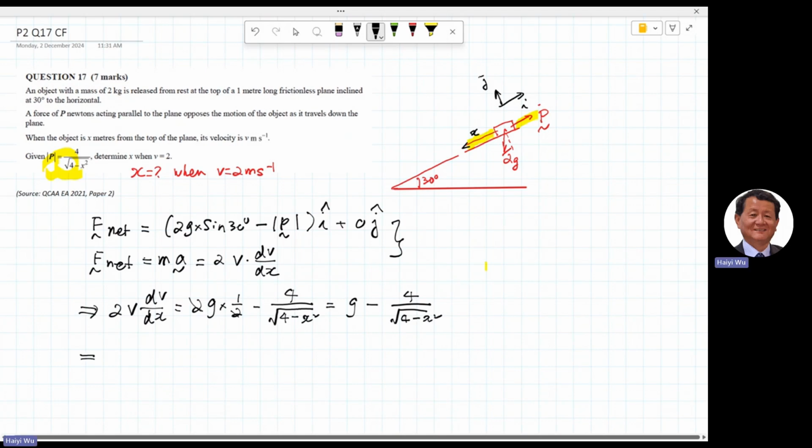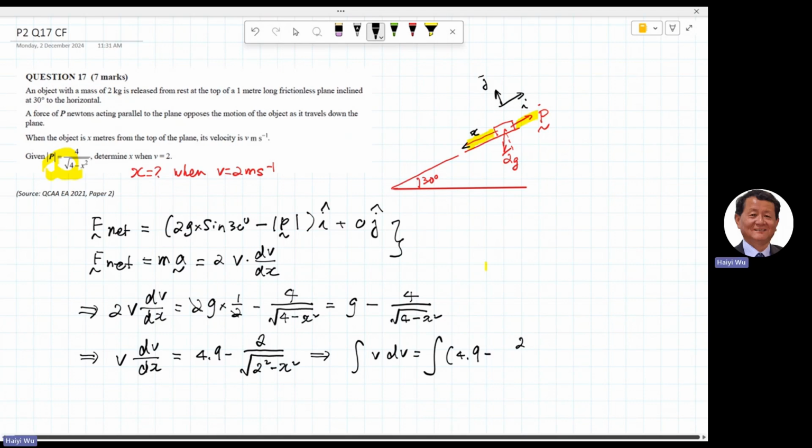All right, so we do a little bit of simplification. We move the 2 to the other side, so with g as 9.8, it becomes 4.9 minus 2 over the square root of 2 squared minus x squared. So now I'm going to integrate both sides. This is a differential equation.